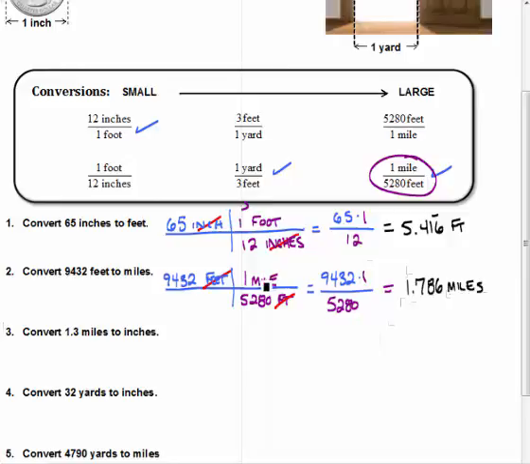Because that was the only unit left after I divided them out. All right, let's try the next one. This time we're going from 1.3 miles to inches. This one might take more than one step this time. We're going to start with the miles.